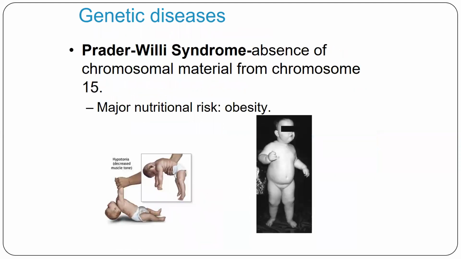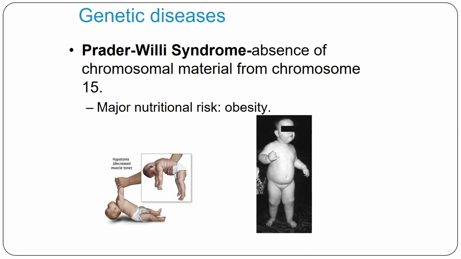Prader-Willi syndrome is another genetic disease. It's much more rare, but it does have a very serious nutritional risk of obesity. That's actually the hallmark of this syndrome. You can see as an infant, this child has hypotonia, meaning they have less muscle tone. So it would be noticed at an early age.